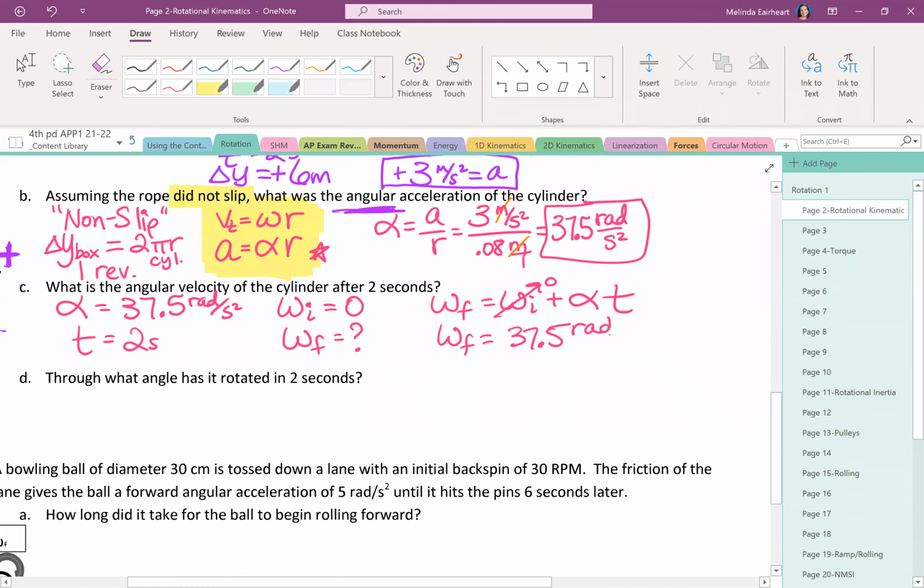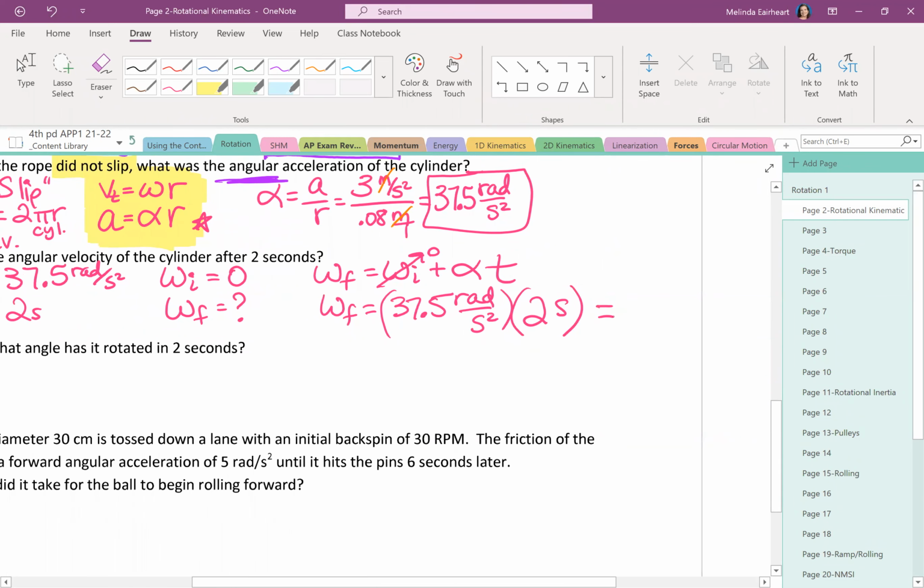And again, I'm going to put my units in. And so 37.5 times 2 is, calculator people, 75 units. What happens with units here? Radians per second squared times a second. One set of seconds cancels, and so we're left with radians per second. Is that what we should have for omega final? Yeah, so it works out.